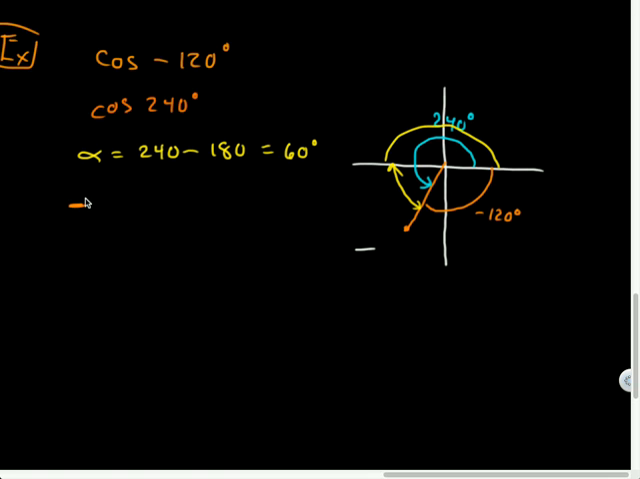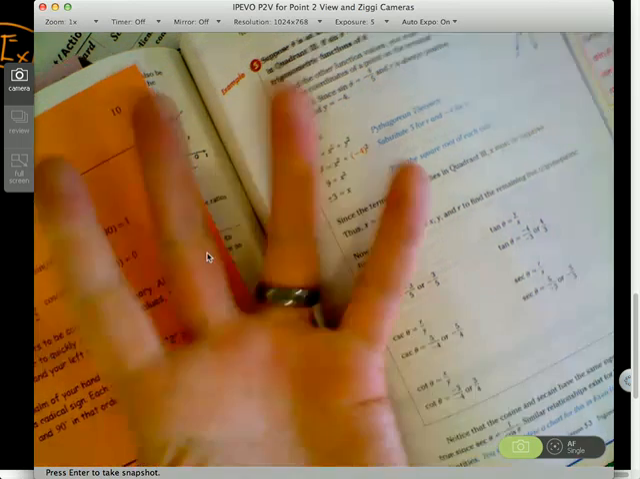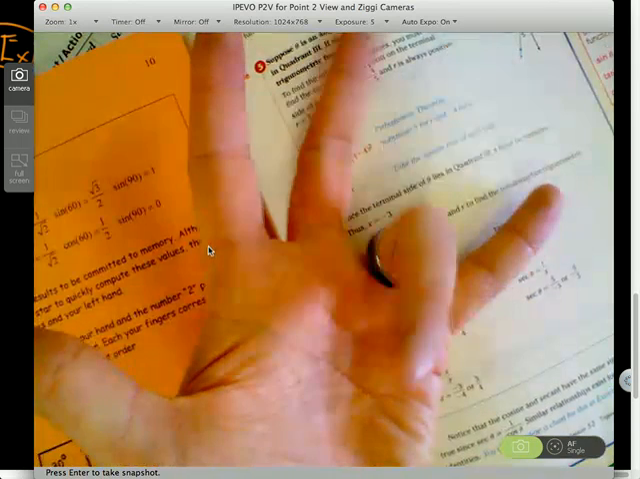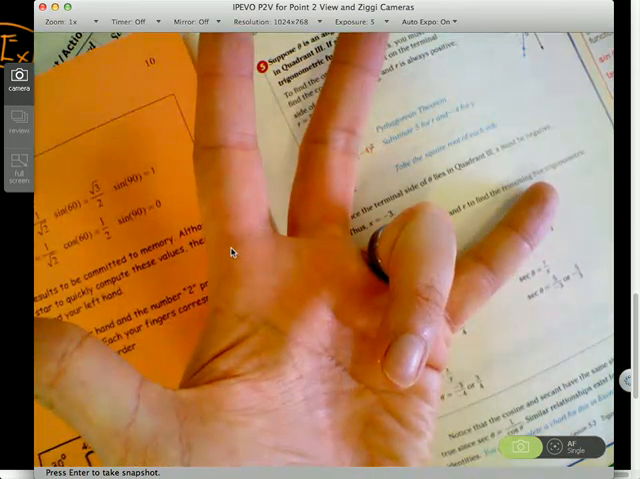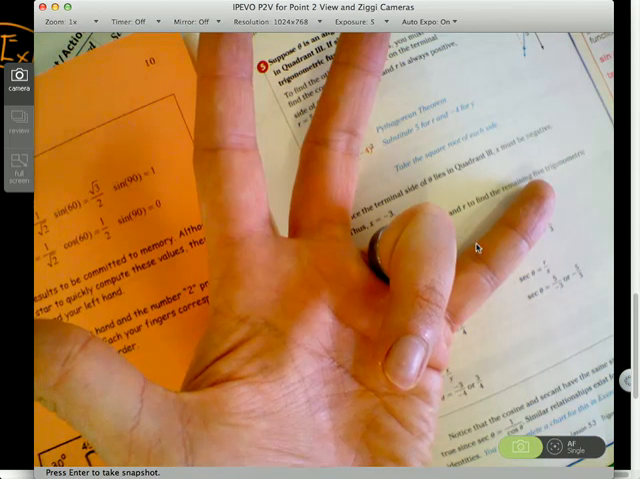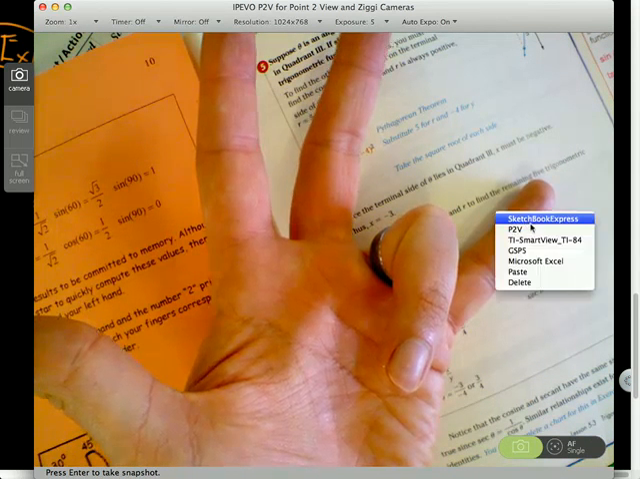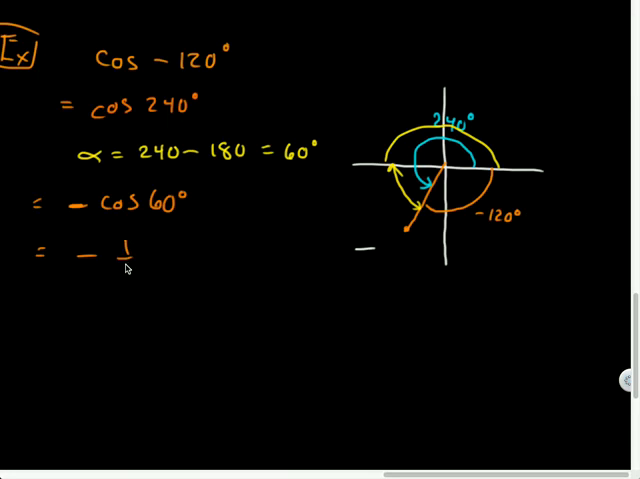So negative cosine of, what's the reference angle? 60. So let's do our hand trick here. So this is going to be negative. What is cosine of 60? Put down my 60 degree finger. 1. Cosine, so it's the square root of 1 over 2, which is 1/2. Okay? Sine is fingers to the left. 3. All right, so this isn't that bad. I think it works out.